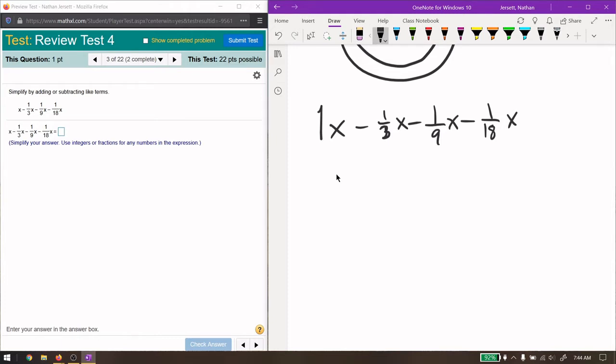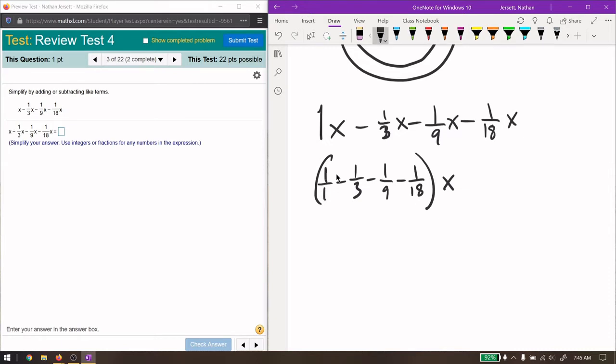The first one has a 1. So this is really saying what is 1 minus 1/3 minus 1/9 minus 1/18. And that's going to be multiplying x. It's the same thing. All we have to do is just simplify this thing. You can see that 18 is the largest denominator. I'm going to have to get everything in terms of 18. I'm going to rewrite 1 as 1 over 1.